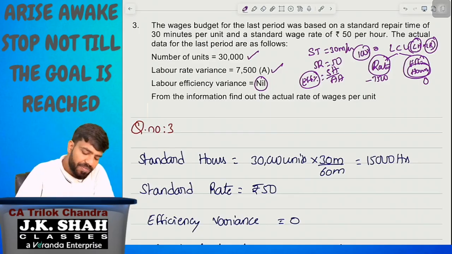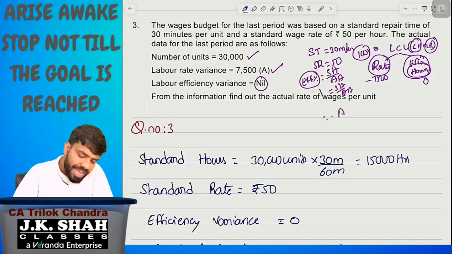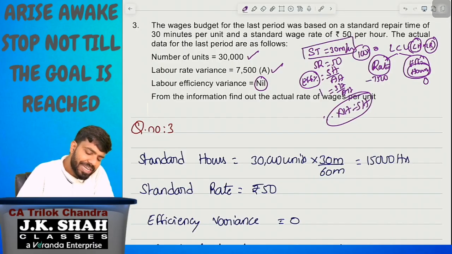100% is how much? 1. So efficiency variance is 1, which equals standard hours divided by actual hours. Therefore, actual hours equal standard hours. In this question, what they have given is only the standard time.